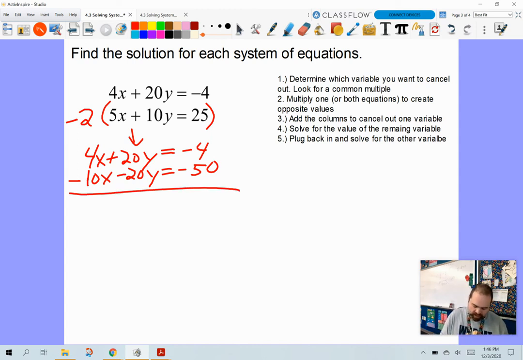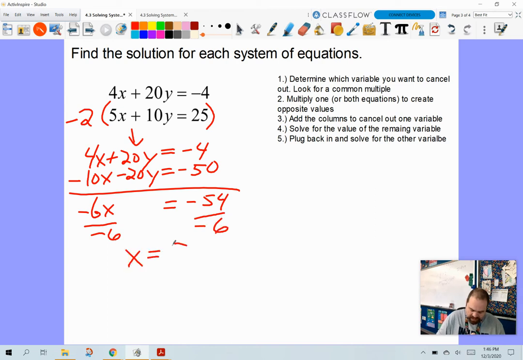So if I go back and add up those columns, I get a -6x, I get nothing for the y, and -54 for my constant. Divide out your -6. My x value is 9.